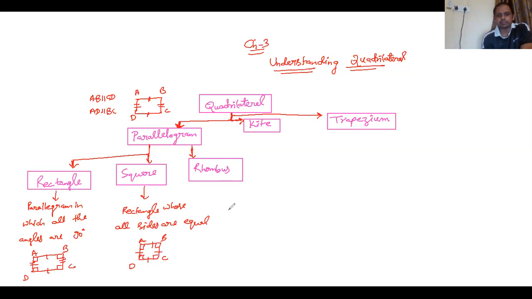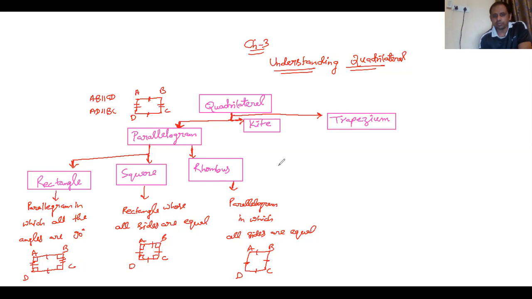Now you can define a rhombus as a quadrilateral in which all the four sides are equal, or a parallelogram in which all sides are equal. You can draw the figure in this way. A, B, C, D, all the sides are equal.